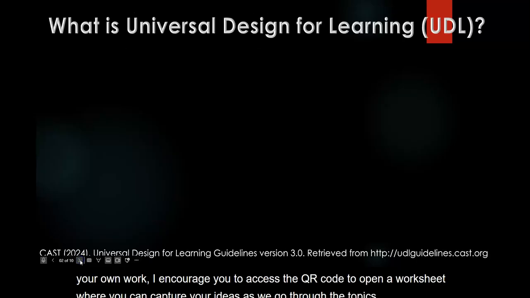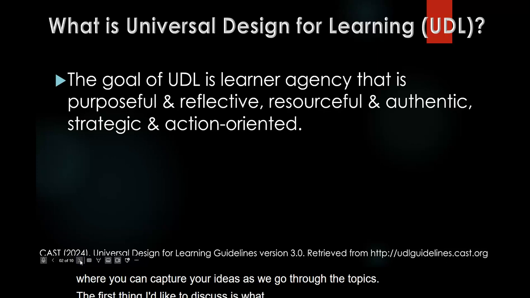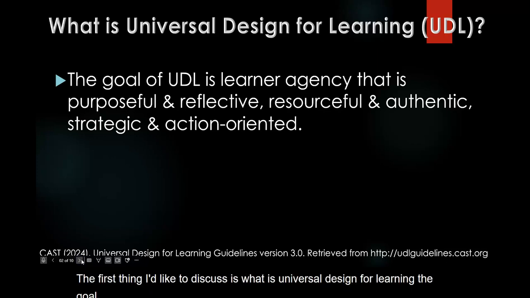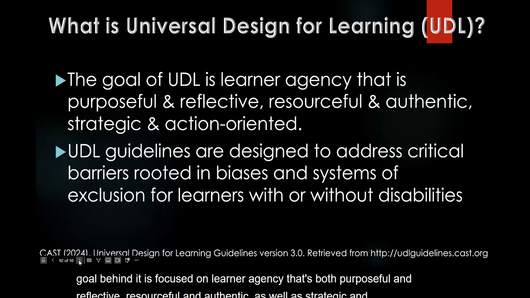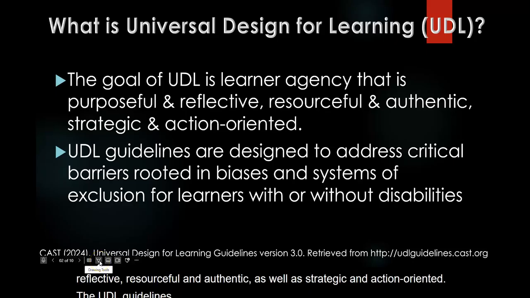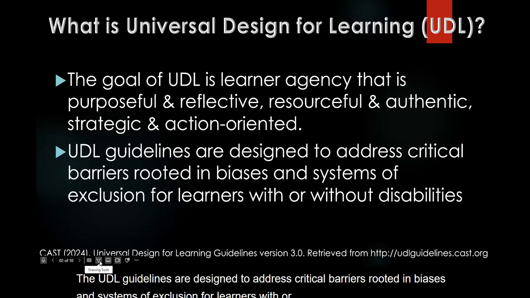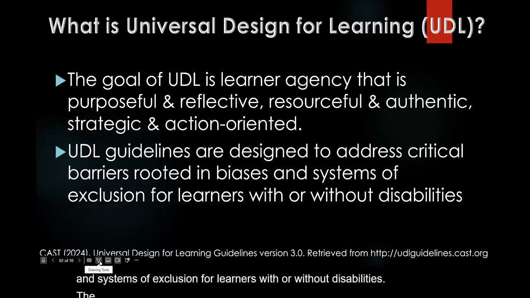The first thing I'd like to discuss is what is Universal Design for Learning? The goal behind it is focused on learner agency that's both purposeful and reflective, resourceful and authentic, as well as strategic and action-oriented. The UDL guidelines are designed to address critical barriers rooted in biases and systems of exclusion for learners with or without disabilities. The latest iteration of the guidelines addresses inclusion of learners with cultural differences.